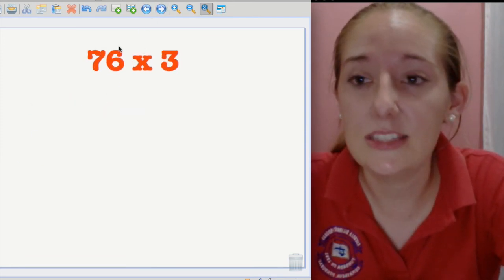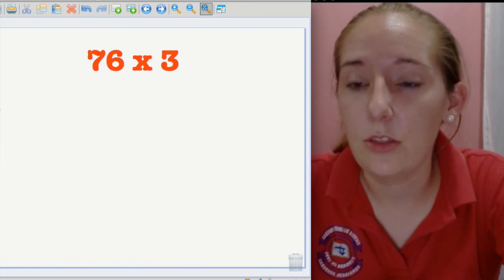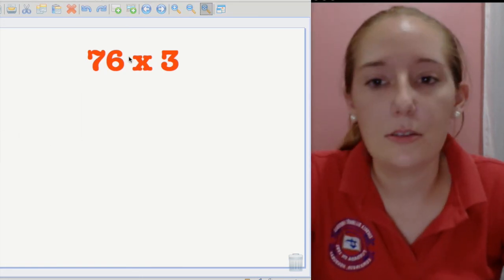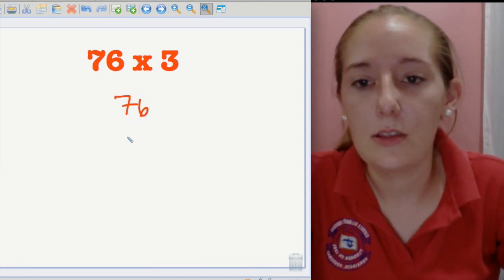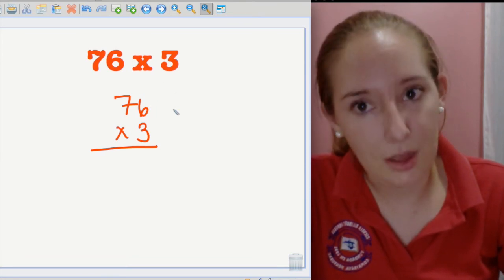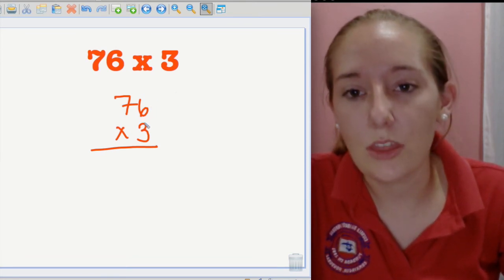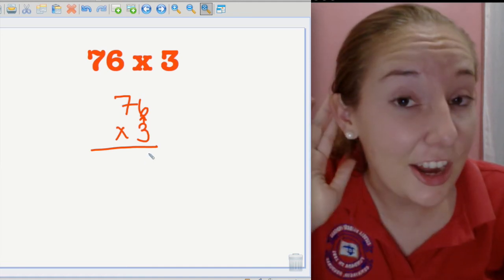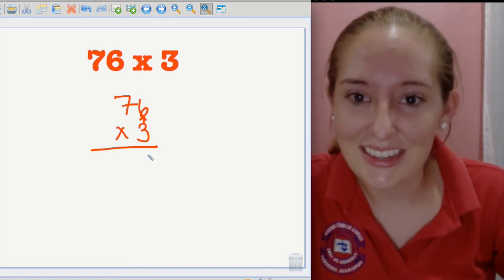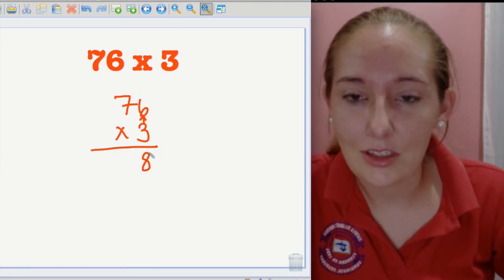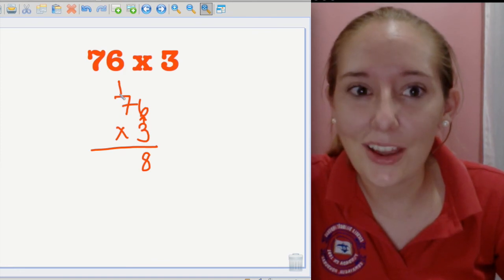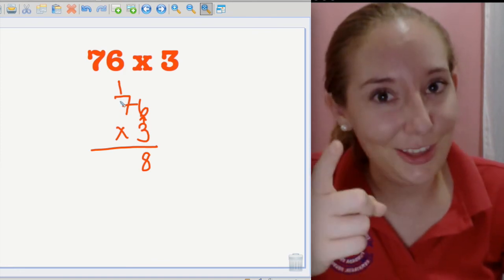Okay, 76 times 3. Setting it up, Big Mama on the top, little number on the bottom. Okay, so we're going to start with 3 times 6. What is it? Huh? Can't hear you. Oh, yes, 18. 8 down here and the 1 up there. Oh, I carried that 1. It's our dessert. Lucky you, we got dessert.